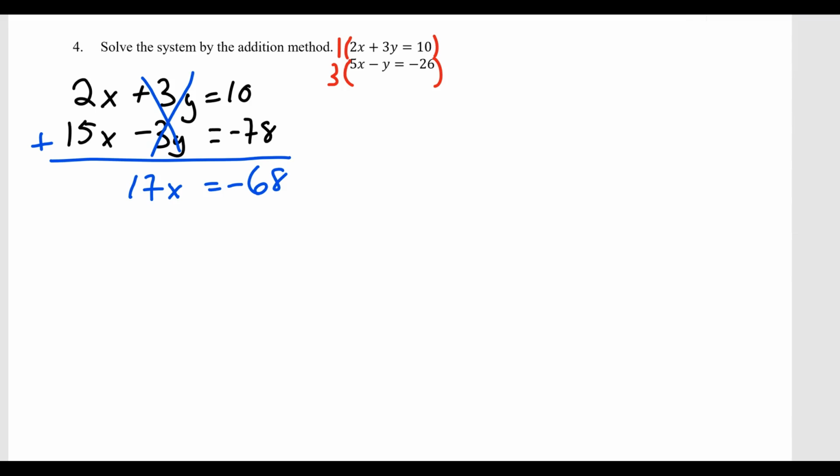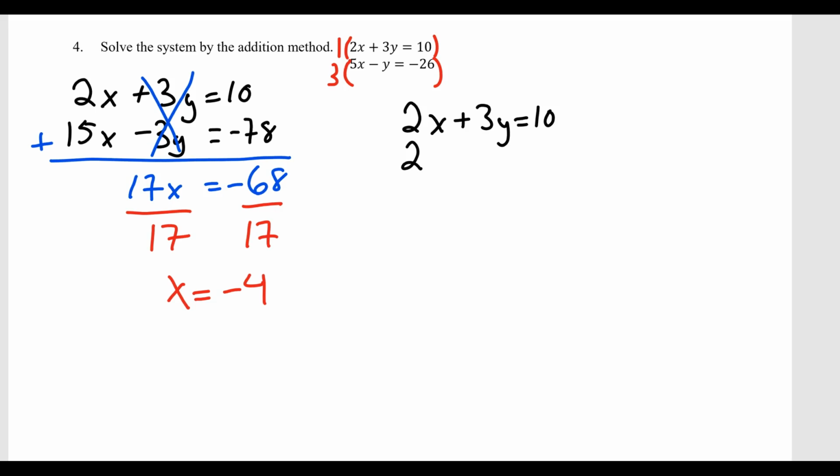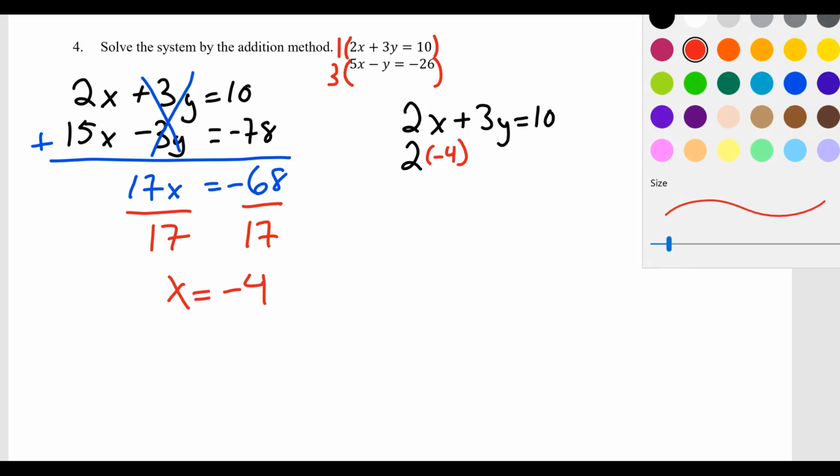Now I only have one variable, so I can now divide both sides by 17 and get that x is equal to a negative 4. What I'm going to do is plug this negative 4 in for the x of either one of these original equations. It doesn't matter which one I do. So let's just say that I take the top equation, 2x plus 3y is equal to 10. Plug in the negative 4 for my x, and then I'm going to solve for my y.